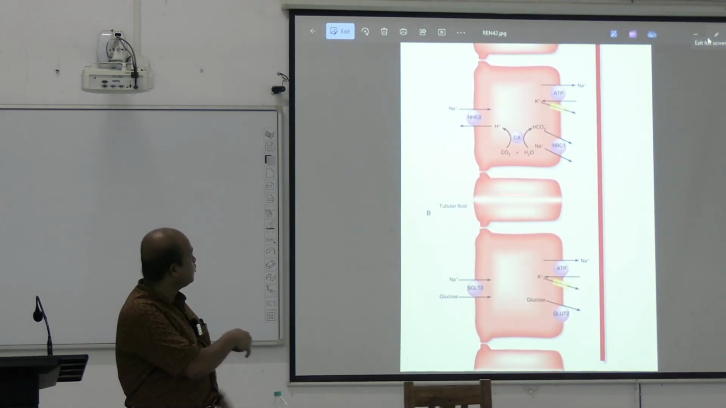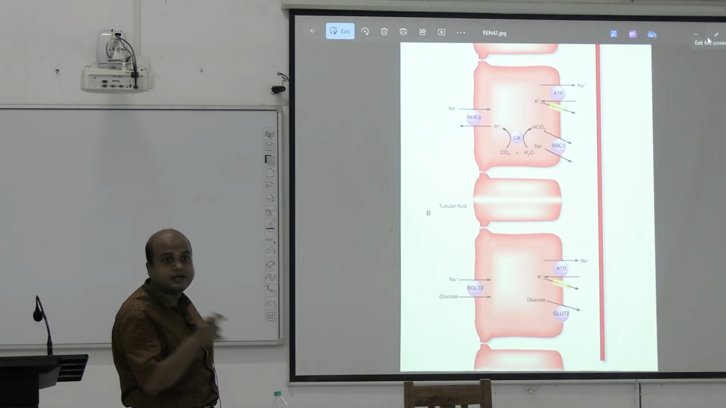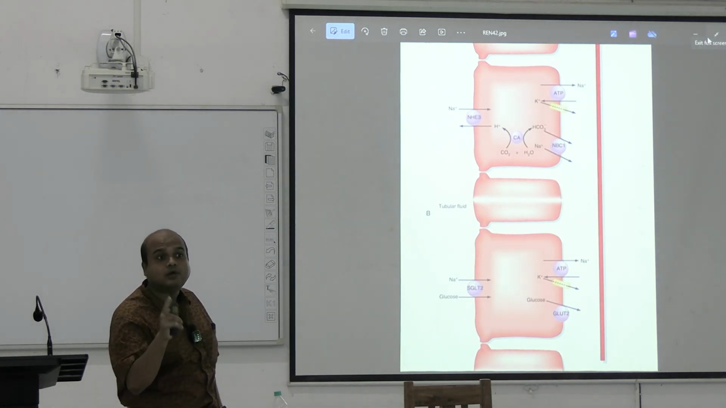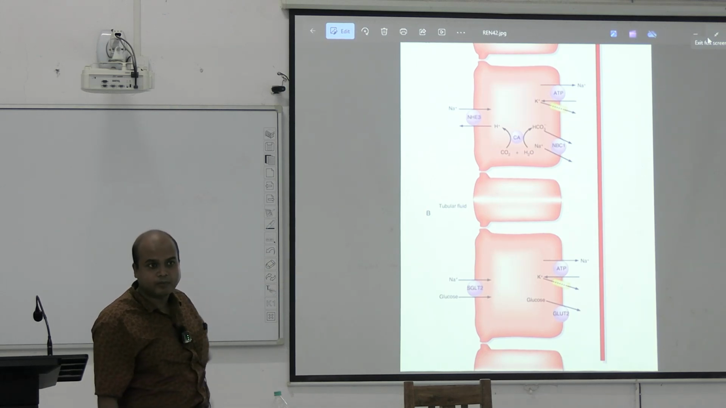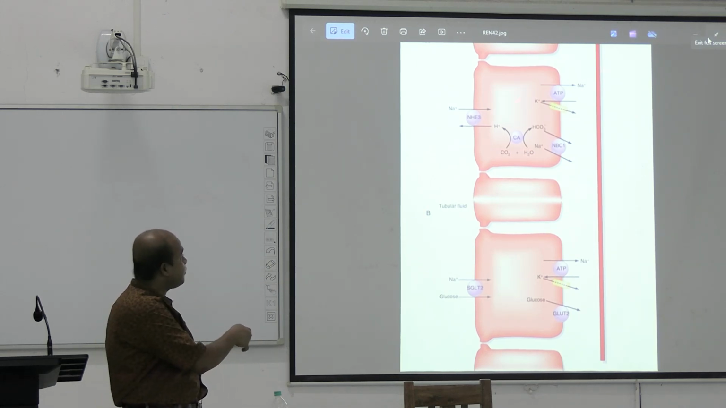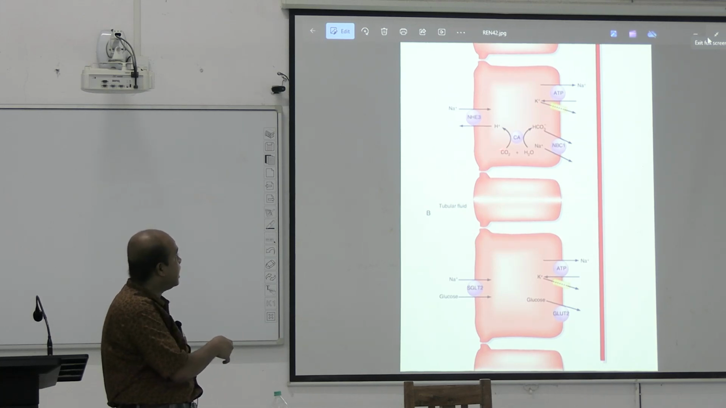Sodium is reabsorbed, and on the basolateral membrane there is sodium-potassium ATPase, which maintains a low intracellular sodium concentration so that sodium can be reabsorbed from the tubular lumen. What is getting into the cell? Potassium. Again, some potassium is going out through potassium channels. And how is it balanced? Where is the hydrogen coming from?